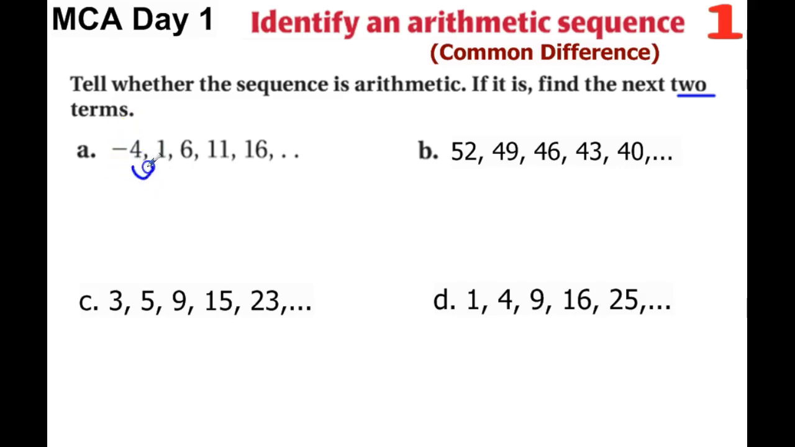So let's look here. From -1 to 4, I had to go up 5, because -4 to 0 would only get you to 4, plus 1 more is 5. 1 to 6, that also is adding 5. It works all the way across. So yes, this is arithmetic. And the next two terms, if I add 5 again, 16 plus 5 is going to give me 21. And then add 5 again, that will give me 26.